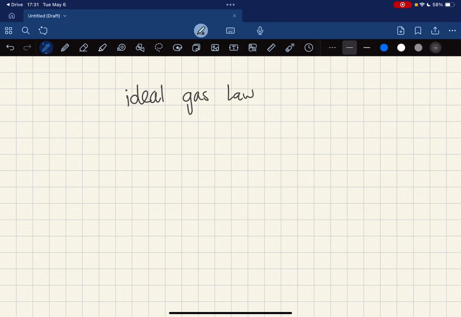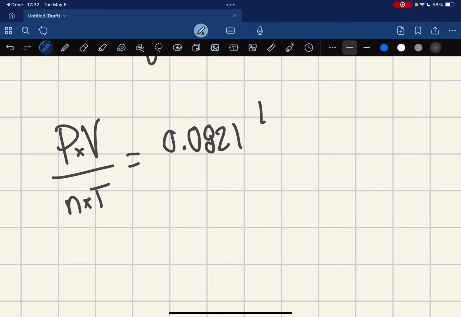So remember that the ideal gas law tells us about the relationship between pressure, volume, amount of gas, and the temperature. We saw from doing a little bit of data analysis that if you take the pressure of a gas sample and multiply it by the volume, then divide it by the product of the number of moles times the temperature in Kelvin, we always get the same number. We always get 0.0821, and then our unit is this weird compound unit, liters atmospheres per mole Kelvin.